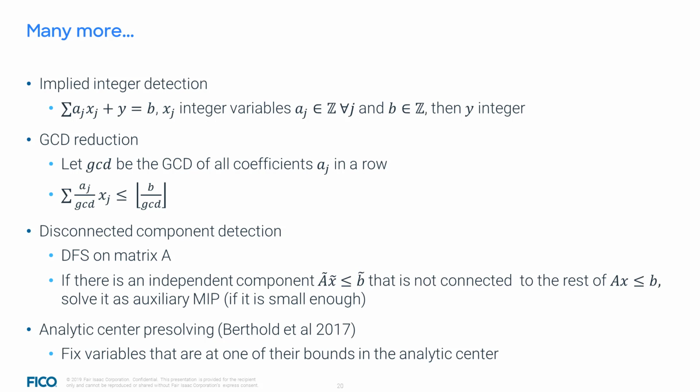Analytic center presolving is based on the neat observation that a variable that is equal to one of its bounds in the analytic center can never take a different value than this bound. Hence, it can be fixed. This again requires an auxiliary LP solve with the barrier algorithm, but without crossover.